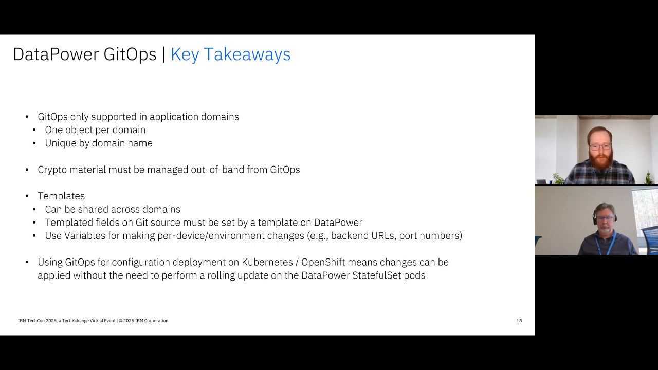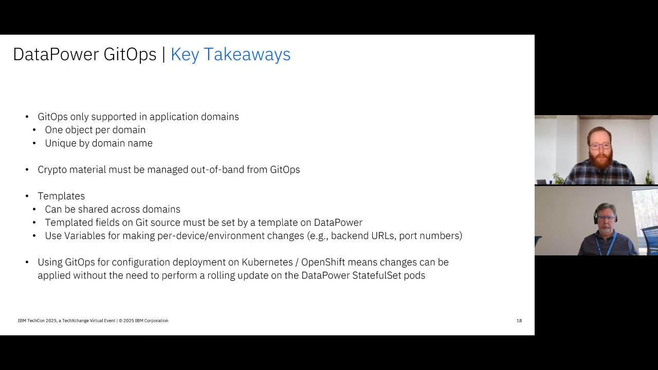And templates should be used for managing objects across different environments, and you can use variables to make environment or per device changes. And we didn't go into detail on this, but one of the nice things about GitOps in the context of Kubernetes is that because the agent within the DataPower is pulling the configuration and reconciling it, you don't have to change the lifecycle of the pods or the stateful set to roll out those changes.